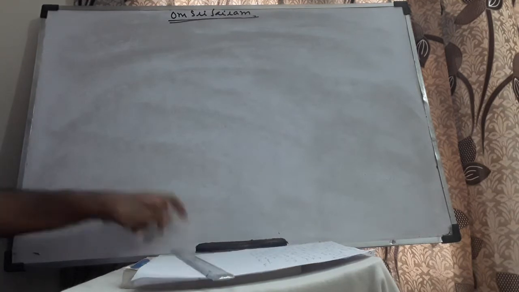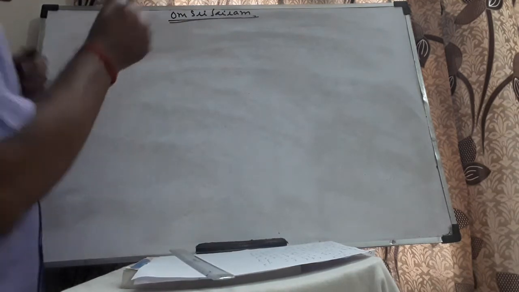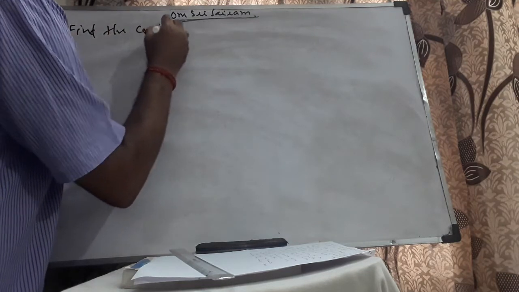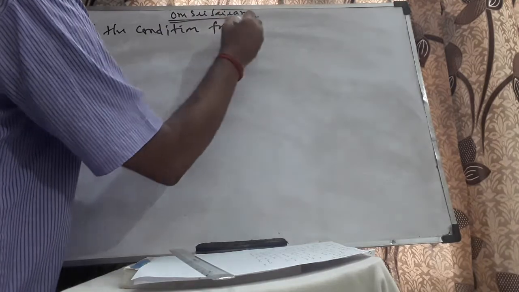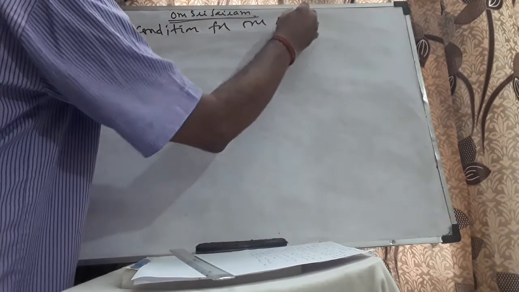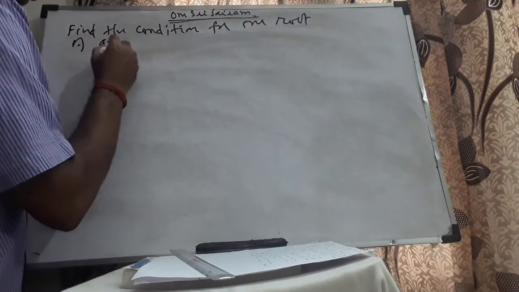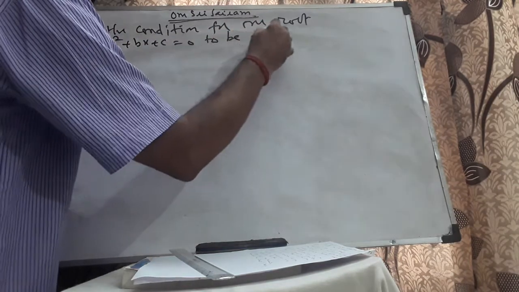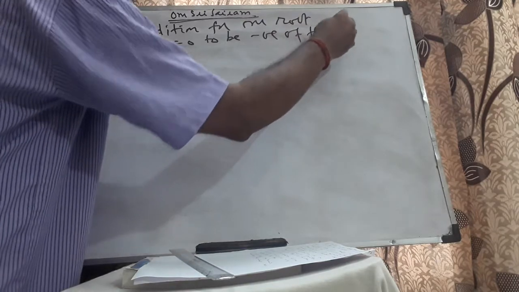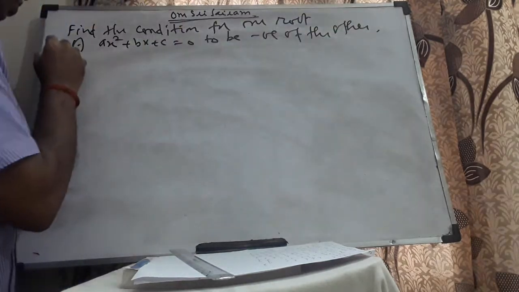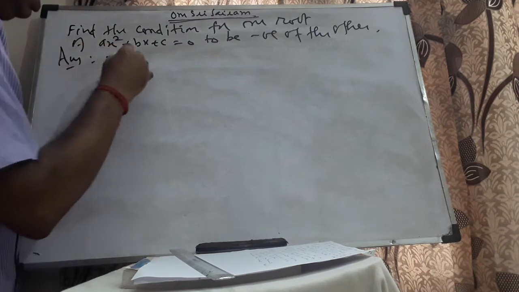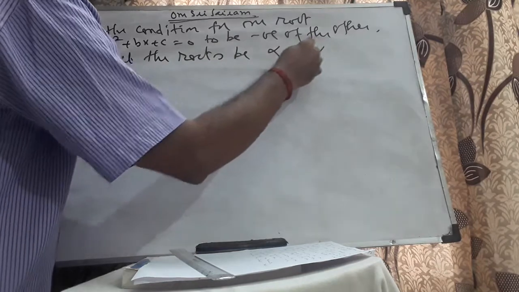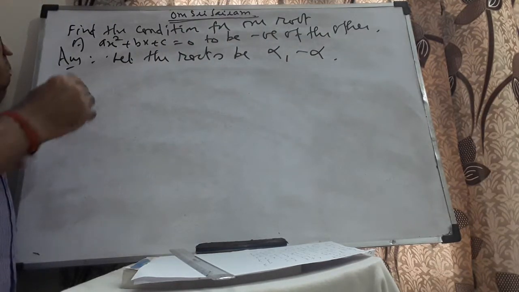The first problem meant for today goes like this. Find the condition for one root of ax square plus bx plus c is equal to 0 to be negative of the other. This is the question given to you. Let the roots be alpha comma minus alpha. It's a very simple problem.